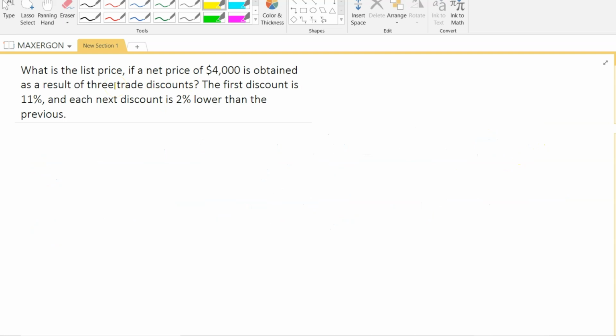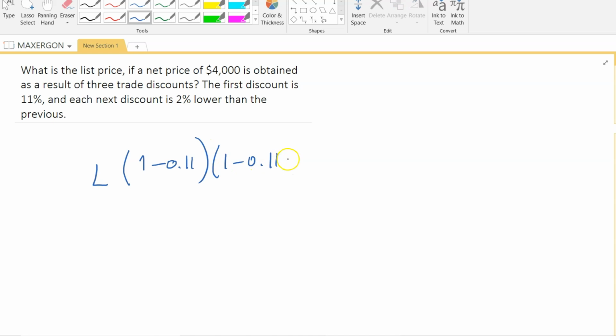What is the list price if a net price of $4,000 is obtained as a result of 3 trade discounts? The first discount is 11%, and each next discount is 2% lower than the previous. Well, we can build the following equation here. We don't know the list price, but we know that there were 3 discounts taking place. The first discount is 11%, so 1 minus 0.11.